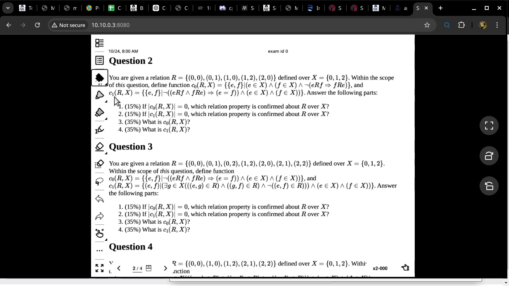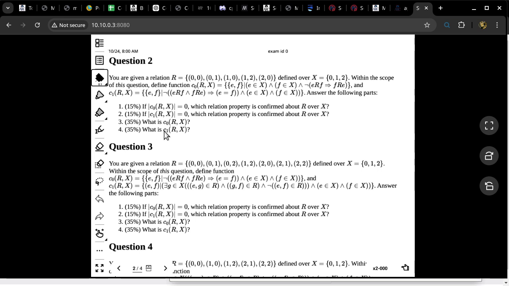But we'll focus on C1. So C1, if C1 returns an empty set, which means the cardinality of the set it returns is 0, then we have anti-symmetry in this case. So the answer to part 2 is anti-symmetric. R is anti-symmetric. Is that okay?